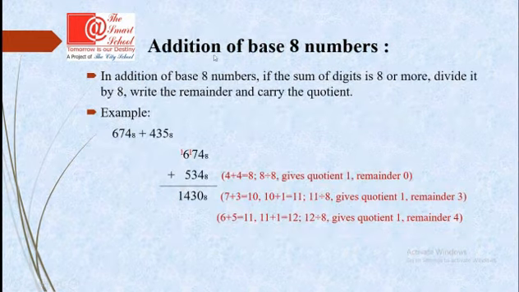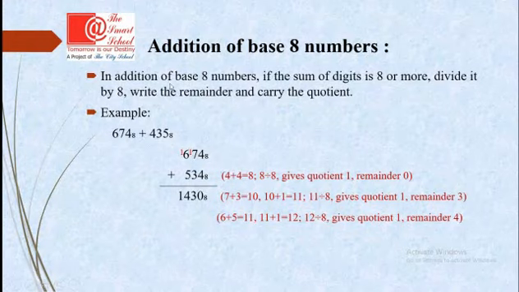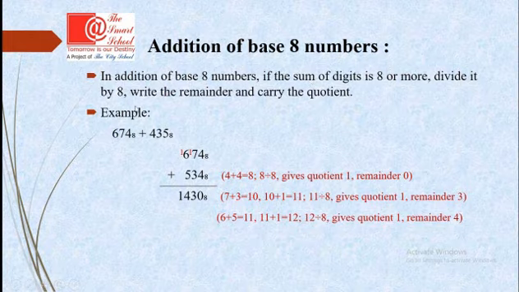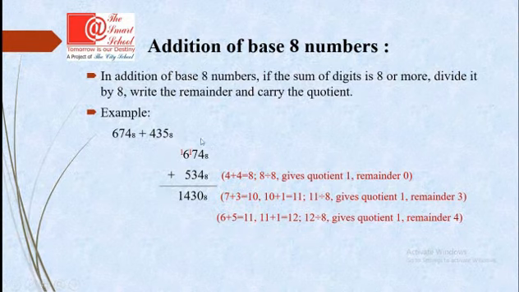Now addition of base 8 numbers. In addition of base 8 numbers, if the sum of digits is 8 or more, divide by 8, write the remainder and carry the quotient. The example is 674 base 8 plus 435 base 8. Arrange these in vertical order and then add up.